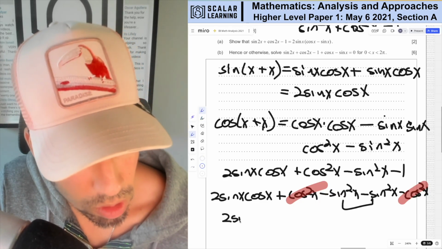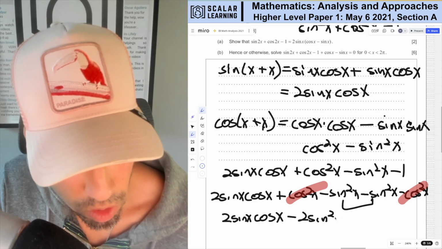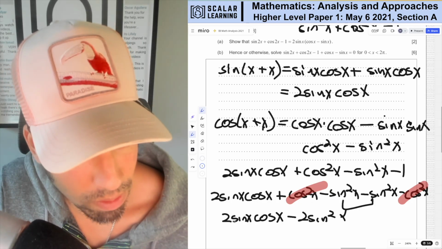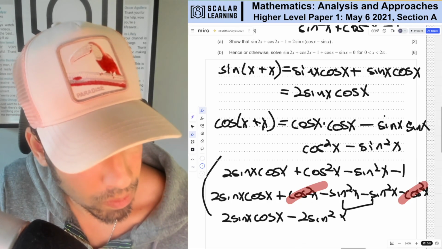So now we have 2 sine of x cosine of x minus 2 sine squared of x. And this now looks pretty similar because look what we can factor out. They both have a 2 sine of x. So I can factor that out. Let's write it up here so we can see it all together.